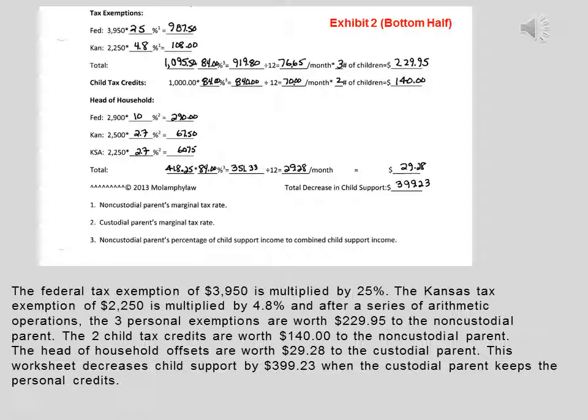And, after a series of arithmetic operations, the 3 personal exemptions are worth $229.95 to the non-custodial parent. The 2 child tax credits are worth $140 to the non-custodial parent. The head of household offsets are worth $29.28 to the custodial parent. This worksheet decreases child support by $399.23 when the custodial parent keeps the personal credits.